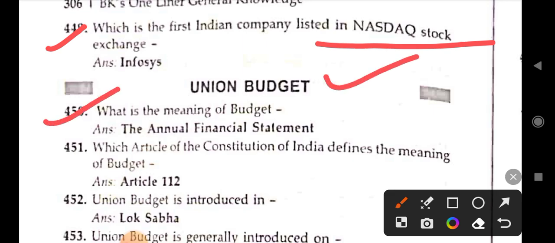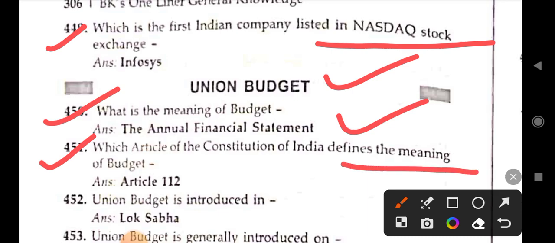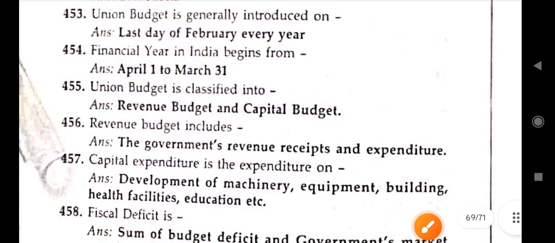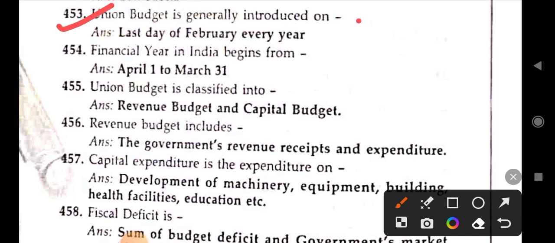What is the meaning of budget? An annual financial statement. Which article of the Constitution of India defines the meaning of budget? Article 112. The Union Budget is introduced in Lok Sabha. Next, the Union Budget is generally introduced on the last day of February every year. The financial year in India runs from April 1 to March 31.